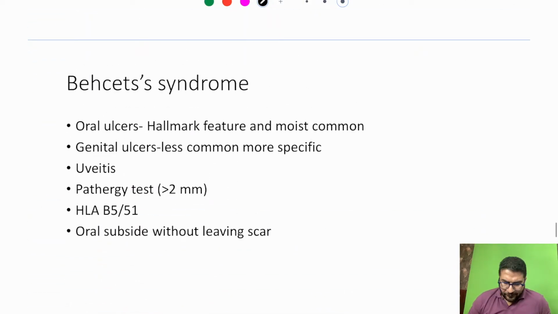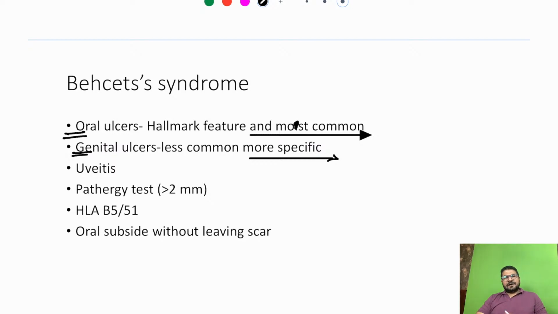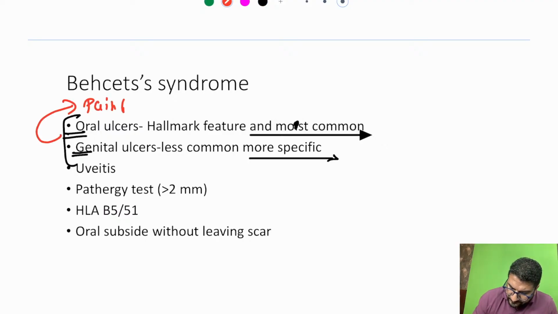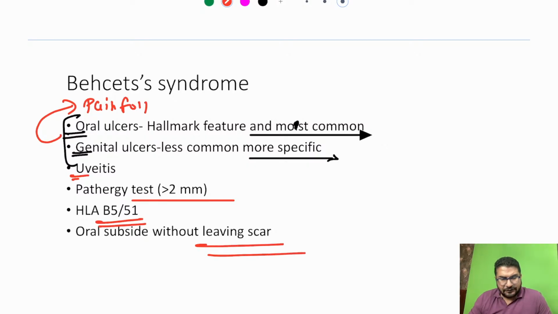Okay, coming to Behcet syndrome. Behcet syndrome को हम Silk Road disease भी बोलते हैं. So the patient will have multiple oral ulcers. Most common will be oral ulcers, but most classical or more specific will be genital ulcers. So बार बार oral ulcer होंगे, बार बार genital ulcer होंगे. वो दोनों कैसे होंगे? Both are painful. Then there will be uveitis. Pathergy test will be positive. आप एक sterile needle patient को जब लगाओगे तो वहाँ एक बम्प बन जाएगा. HLA B5 और B51, लेकिन अल्सर ठीक हो जाएंगे without leaving a scar.